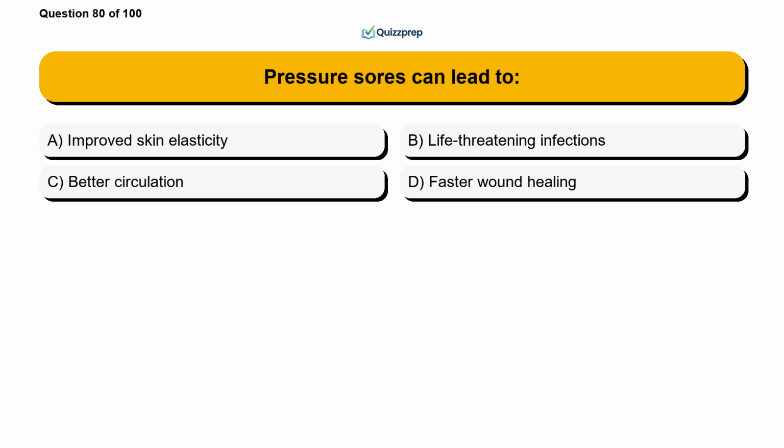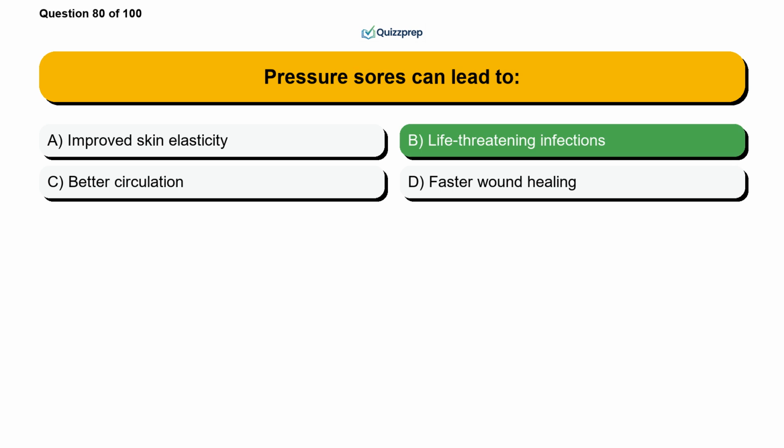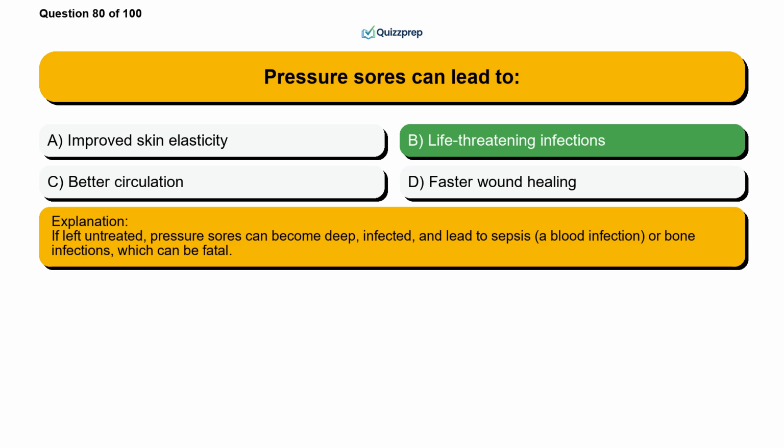Option B, life-threatening infections. Option C, better circulation. Option D, faster wound healing. The correct answer is option B, life-threatening infections. If left untreated, pressure sores can become deep, infected, and lead to sepsis, a blood infection, or bone infections, which can be fatal. Question 81.